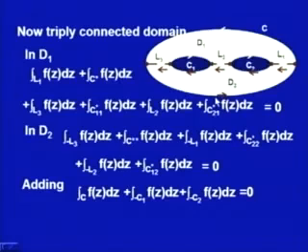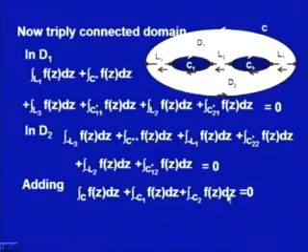This I have made a convention, that is whenever it is a simple closed contour, we would call the counterclockwise direction as the positive sense and the clockwise direction as the negative sense. That is how we are writing it out. So, this is equal to 0, that says this is the complete boundary of this triply connected domain.